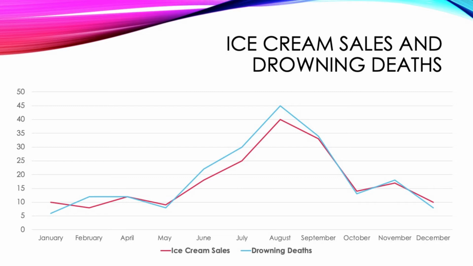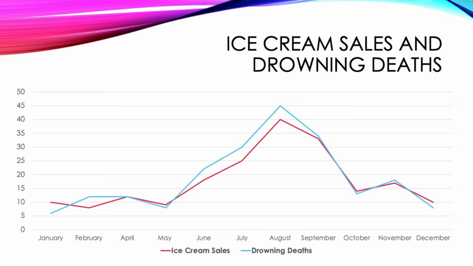We see that as ice cream sales increase, drowning deaths also increase. So, is this a causal relationship? Ice cream sales causing drowning deaths? And when you're trying to answer this question, ask yourself, well, what are some spurious factors, some other explanatory variables that might explain drowning deaths?